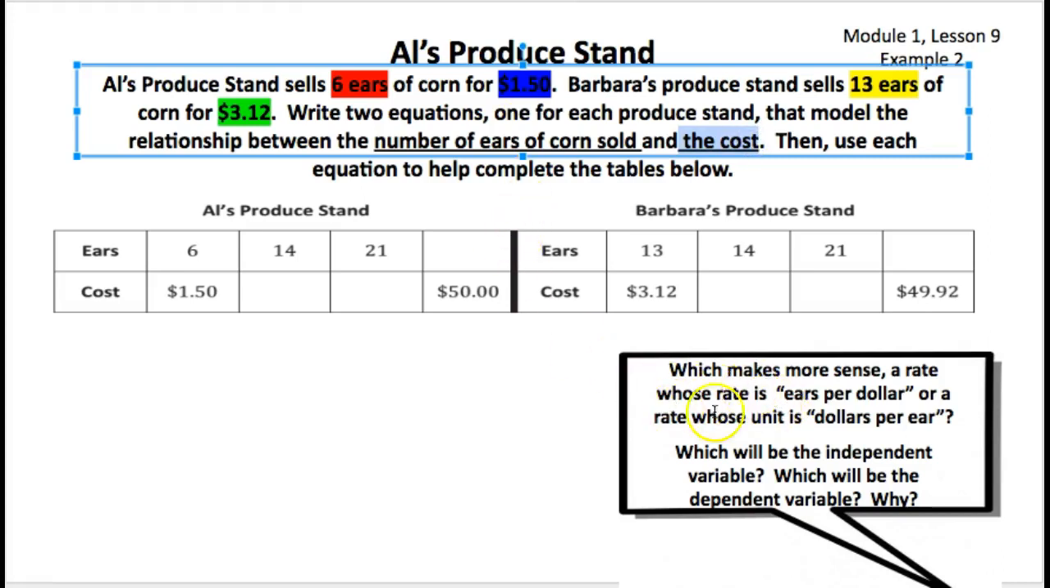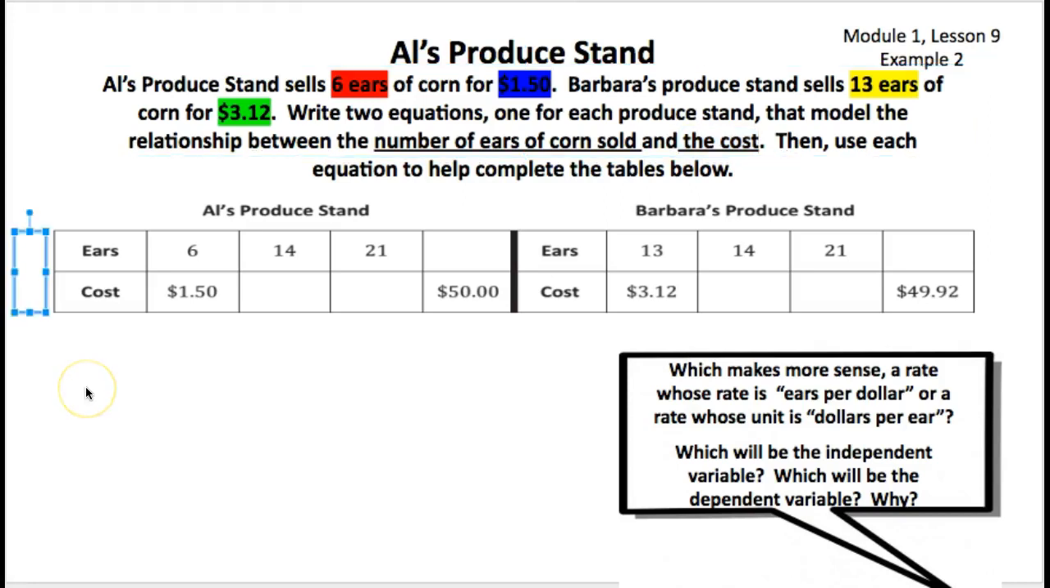So when you're thinking about this, which makes more sense? A rate whose unit is ears per dollar, or a rate whose unit is dollars per ear? Which do you think will be the independent variable, and which do you think will be the dependent variable? Why? Go ahead and pause the video now and write your response in your workbook. So in this example, dollars per ear of corn makes more sense because corn is sold as an entire ear of corn, not part of an ear of corn.